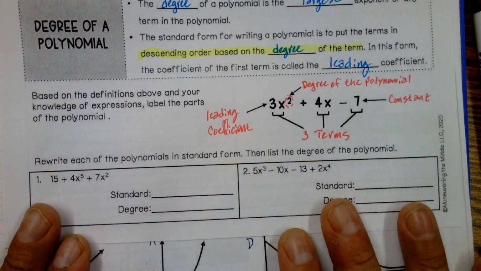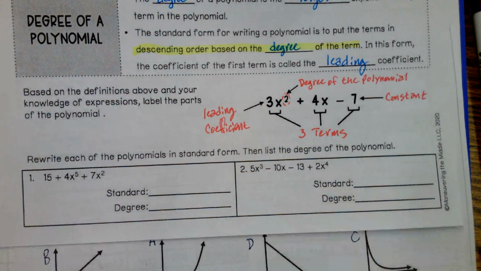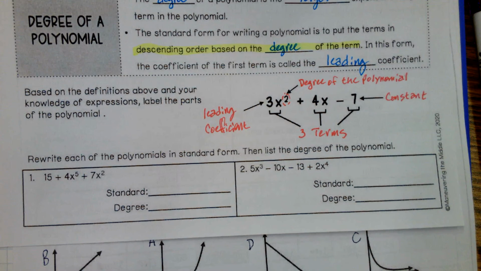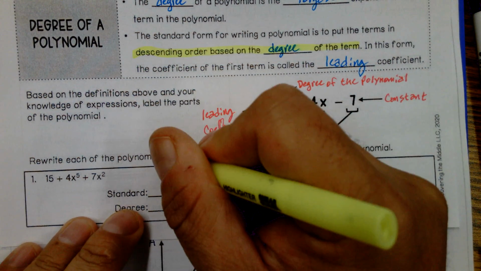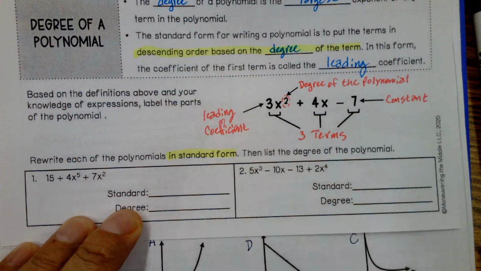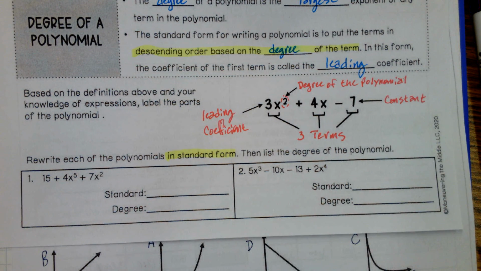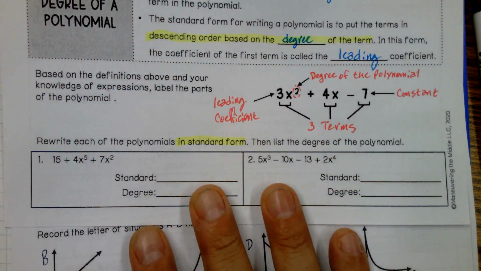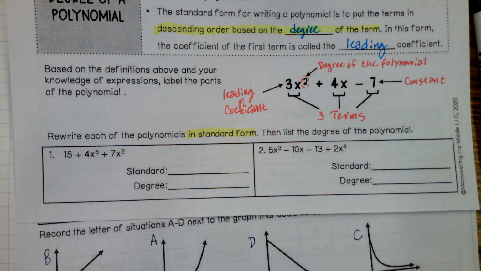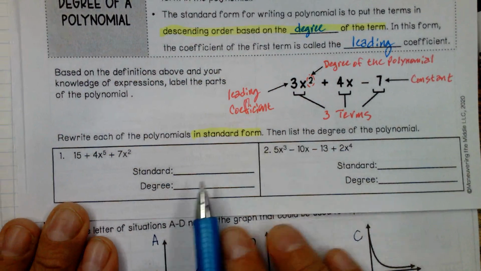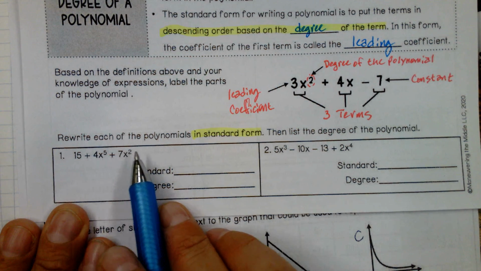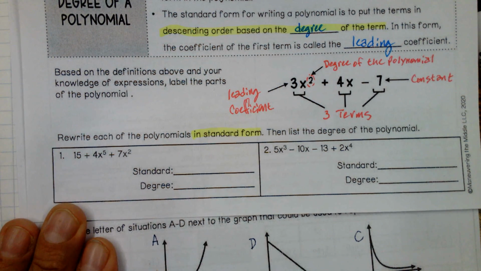All right. So here's what we're going to do next, guys. We're going to rewrite these polynomials in standard form. Then list the degree of the polynomial. Okay. So right now they're jumbled up. They're not in standard form. Okay. But we can easily enough rewrite them. So let's start with this one. Look at your 3 terms. What's the degree of this polynomial?